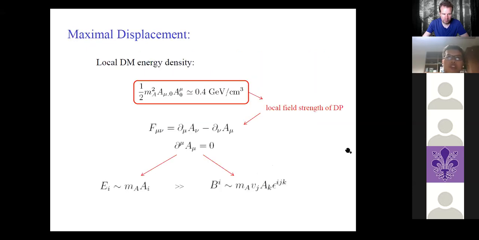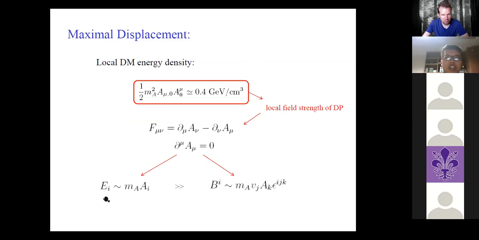And from the local dark matter energy density, we can estimate the amplitude of the gauge potential of dark photon dark matter, A_μ0, from this equation. And then we can calculate the local field strength of dark photon, F_μν. Let's take the Lorentz gauge. We can obtain the electric component and the magnetic component of the dark photon dark matter background field.